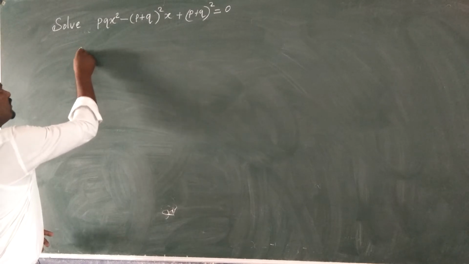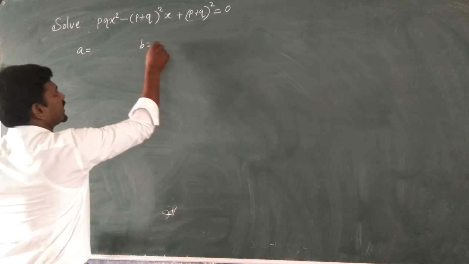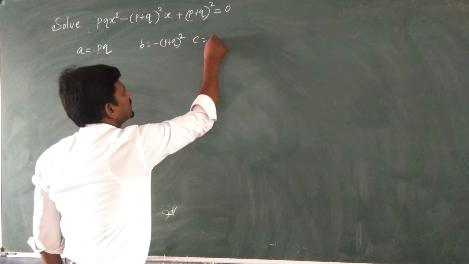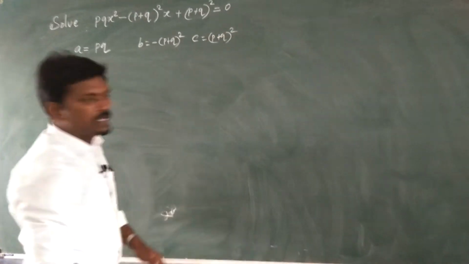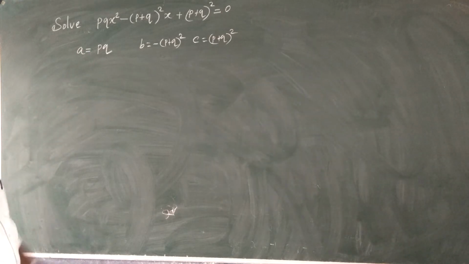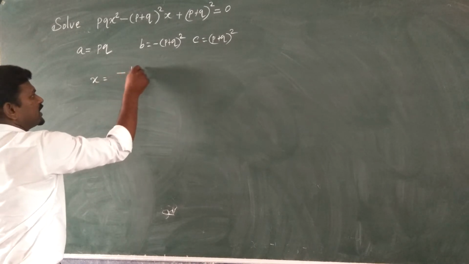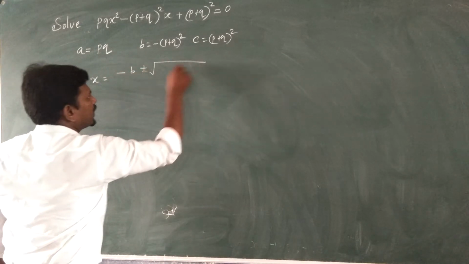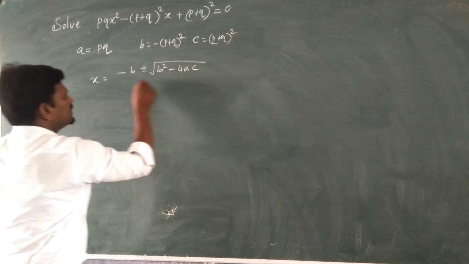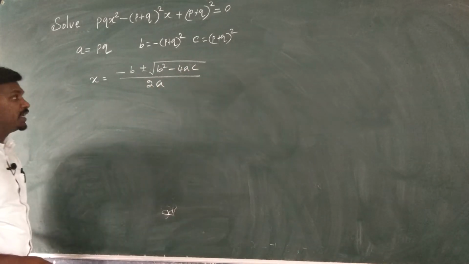So we have to write the values of a, b, and c. First, a means the coefficient of x square, that is pq. b is the coefficient of x, minus (p plus q) whole square. Then c is pq. So now we know the values of a, b and c. Then we have to write the formula to find the values of x: x equal to minus b plus or minus square root of b square minus 4ac, by 2a.